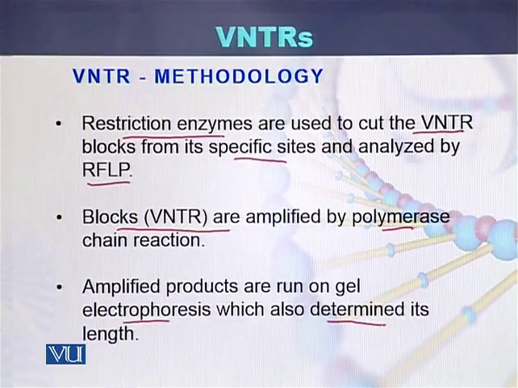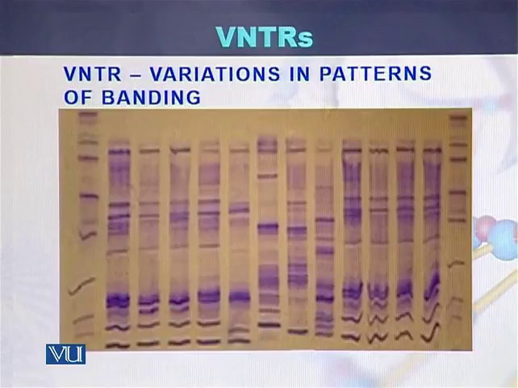VNTRs. So if we summarize the methodology, restriction enzymes are used to cut the VNTR blocks or VNTR regions with the help of certain restriction enzymes. These blocks are amplified with the help of polymerase chain reaction. They are run on the gel to determine the length of these blocks or VNTRs and variation between different individuals. So this is the diagram where we can see the variation in patterns of banding.